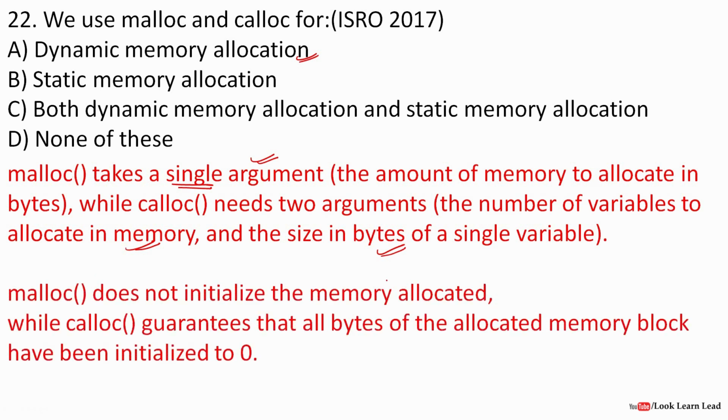Also there is one more point. Malloc does not initialize the memory allocated. In malloc, the memory is not initialized, whereas in calloc, the memory is initialized to 0. So you have to remember these important points. So for dynamic memory allocation, malloc and calloc are used.